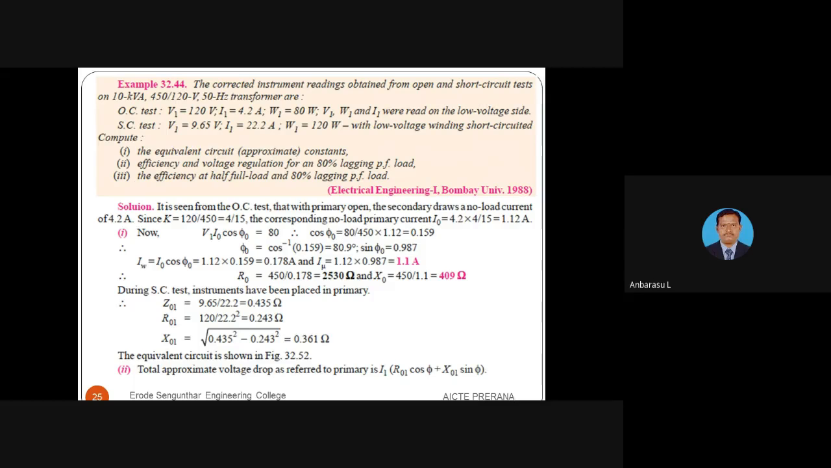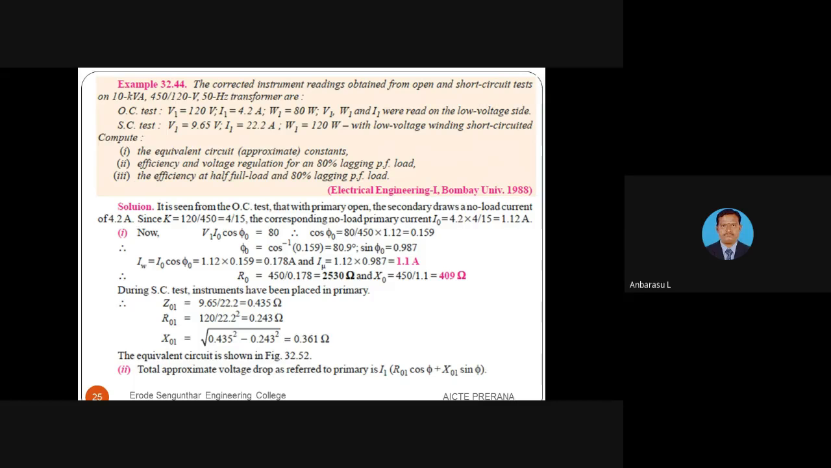Here is the solution for this problem. From the open circuit test, the primary is open and the secondary draws a no load current of 4.2 ampere. Since K equals 120 voltage divided by 450, we get 4 by 15, that is the transformation ratio. Corresponding no load primary current I naught equals 4.2 into 4 by 15, we get 1.12 ampere.